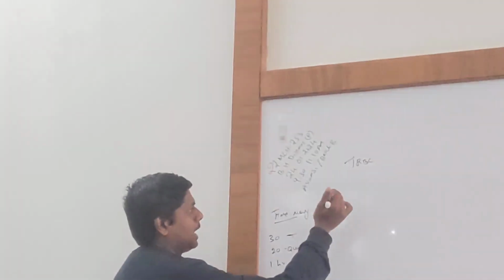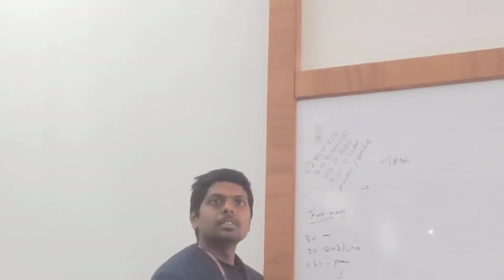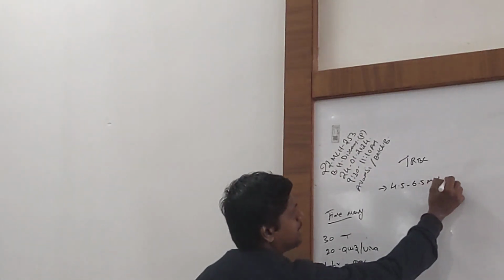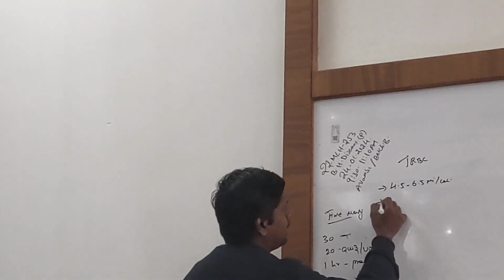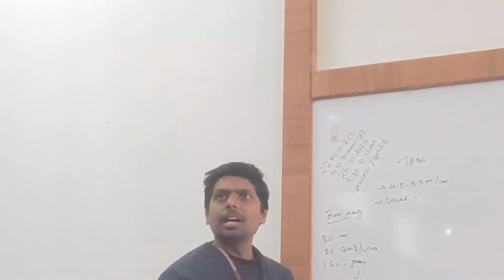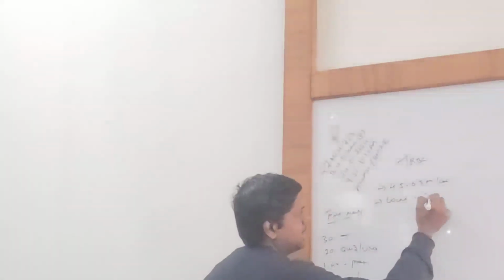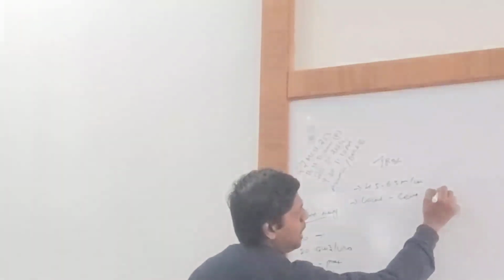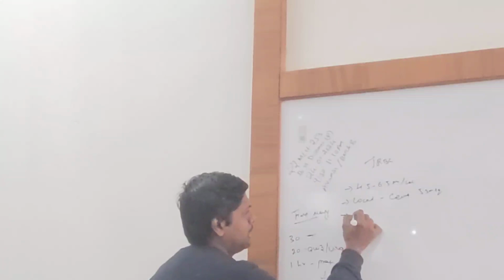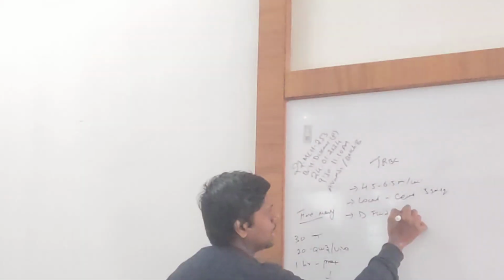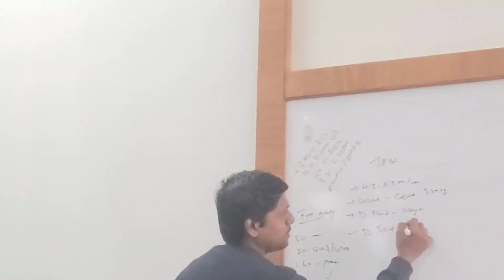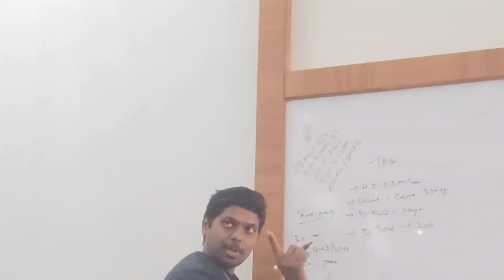So what is the normal RBC count? 4.5 to 6.5 million cells per cubic millimeter of blood. Then where will we count the cells? In the central square, in the 5 small squares of the central square. Then what is the diluting fluid? Kay's fluid, very good. Dilution factor 1 is to 200. Keep in mind, okay?